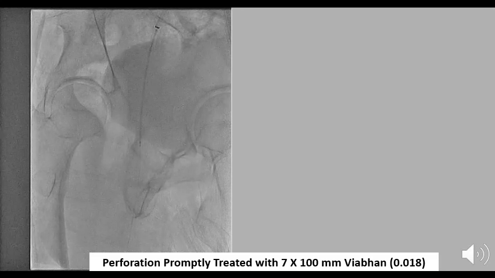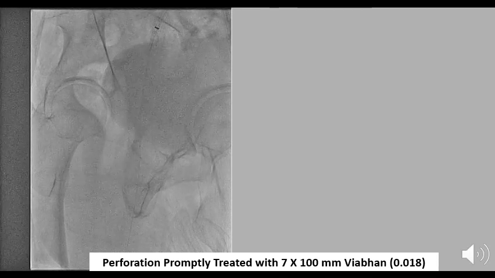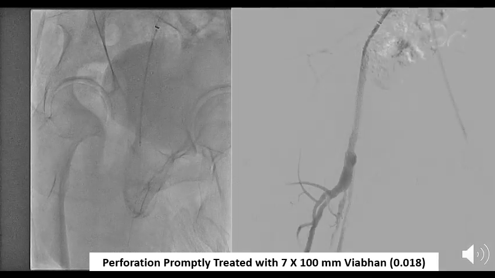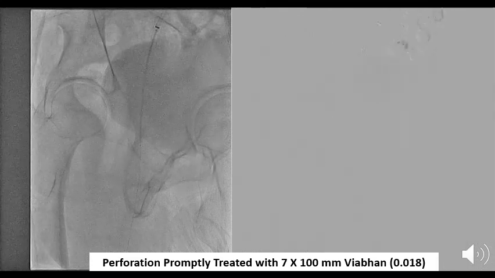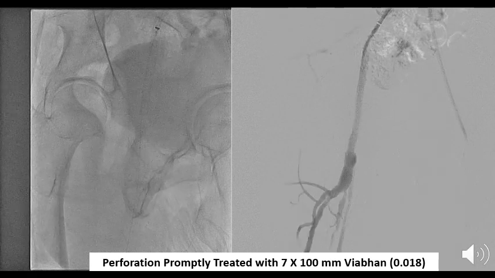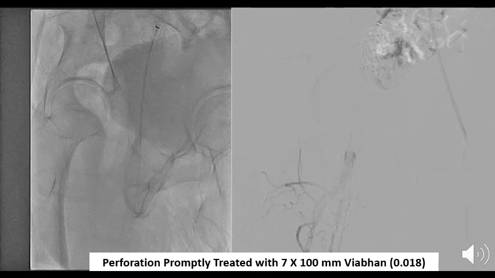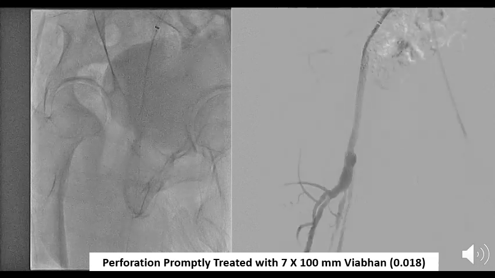The area of the perforation in the right external iliac artery was promptly sealed with a 7 by 100 millimeter Viabahn stent deployed over an 018 wire. The panel on the right shows the final angiogram after post-dilation of the balloon and treatment of the proximal segment of the right fem-tib graft. And the final angiogram is shown here.